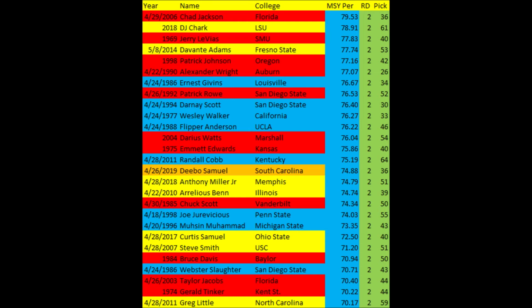As you can see, not a lot of wide receivers. Some of these guys were successful. I mean, Steve Smith from USC is someone that if he had been healthy, he probably would have been a little bit more productive. Curtis Samuel, of course, is fairly young in his career, so it's hard to say much about him yet. And of course, Deebo Adams is also young in his career. You could chalk him up as a success. DJ Chark is kind of wishy-washy.